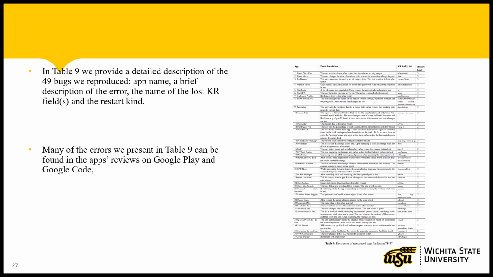In table 9, we provide a detailed description of the 49 bugs we reproduced. As we can see, the error manifestations vary depending on the app. Many of the errors presented in table 9 can be found in the app reviews on Google Play and Google Code. For example, in brightness profiles: when the application window disappears, brightness returns to the previous level. As soon as you exit to the home screen, the brightness level jumps back to the phone's minimum level. The lowest brightness level doesn't stay dim, even with auto brightness off. It randomly sets back to 100% and auto brightness after using the camera.